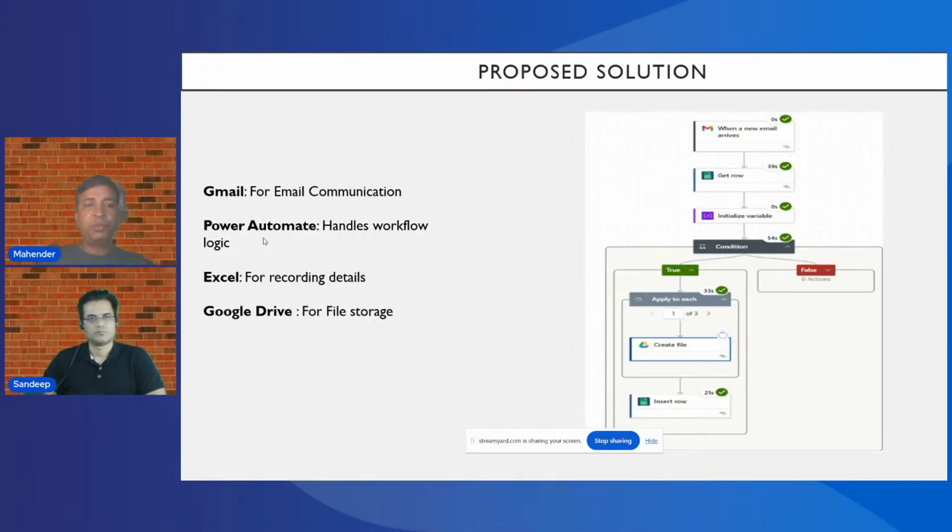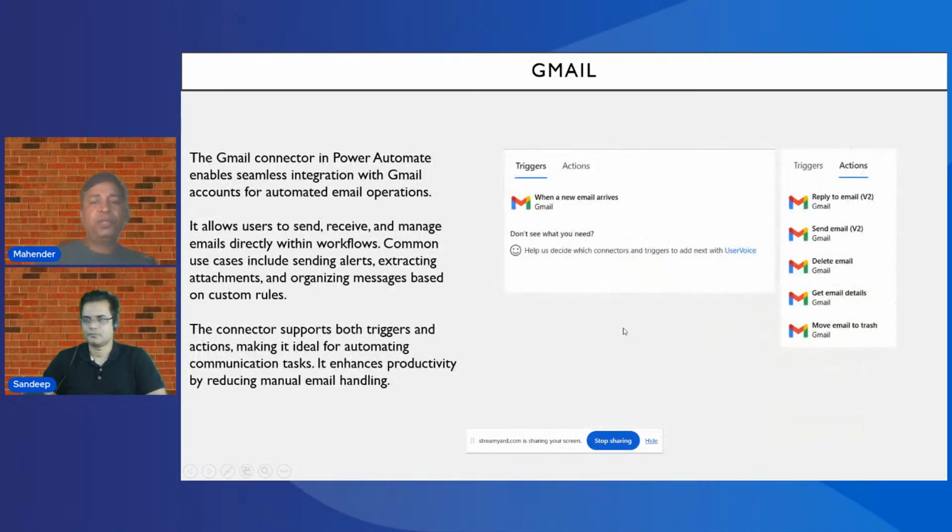So this is the proposed solution, but of course depending on your requirement, depending on your business scenario, you can have another layer on that, or maybe you have another connector that you can use. But in a simple way, these are the possible connectors that we can use to build this archival system. Okay, so first thing, the Gmail connector.